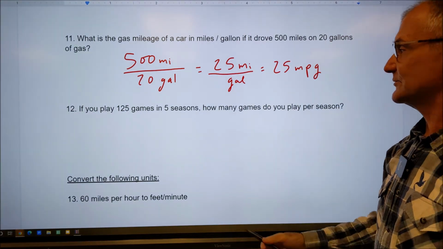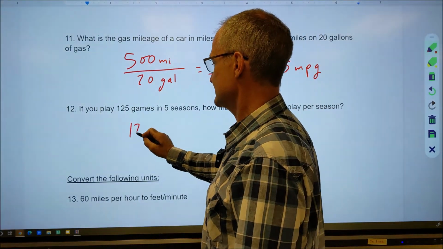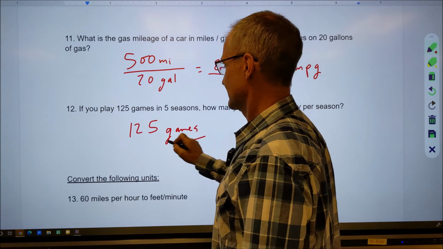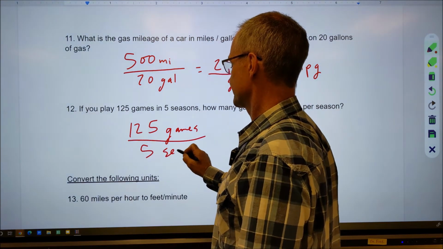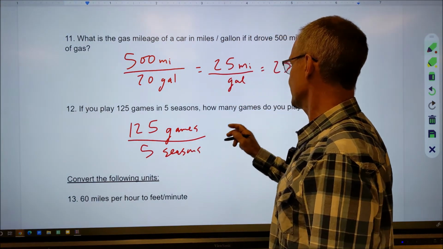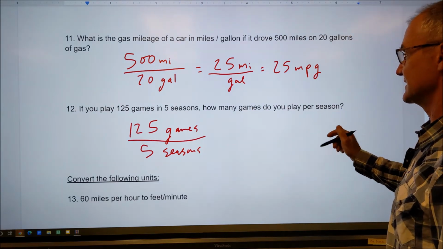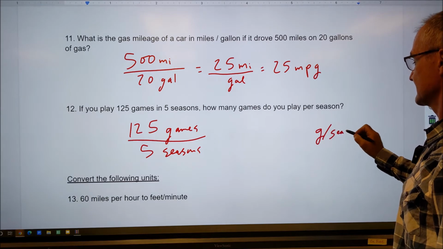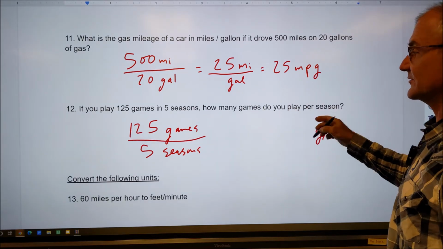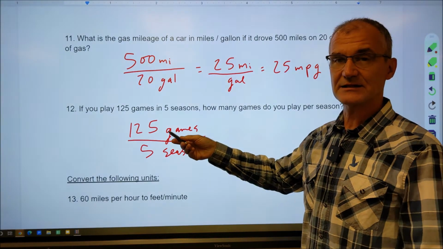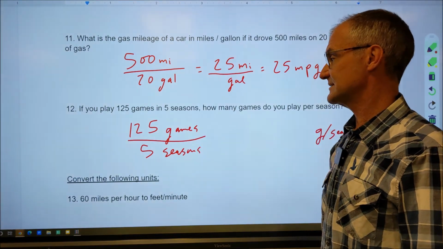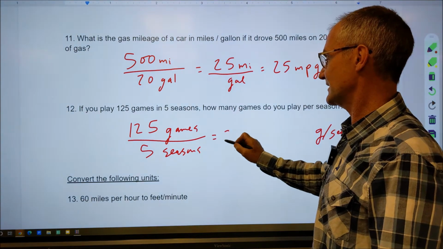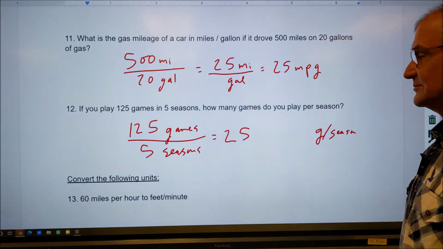Number 12, if you play 125 games in 5 seasons. So again, I'm going to set that up as a fraction, 125 games in 5 seasons. How many games do you play per season? So it wants games per season. So because it's asking for games per season, I can see I have it set up correctly. Games in the numerator, seasons in the denominator. 125 divided by 5 is 25. And I have 25 games per season.